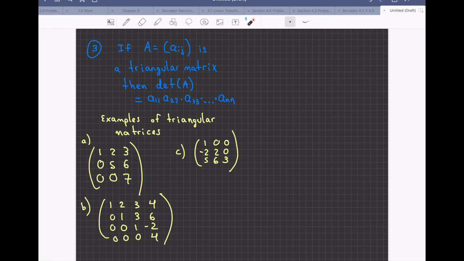For example, for this one, the determinant, let me call this A, is only the product of 1 times 2 times 3. It's only 6. You see? So when you have a matrix like this, the computations are, I think they are very simple, right? Only multiply the elements in the main diagonal.